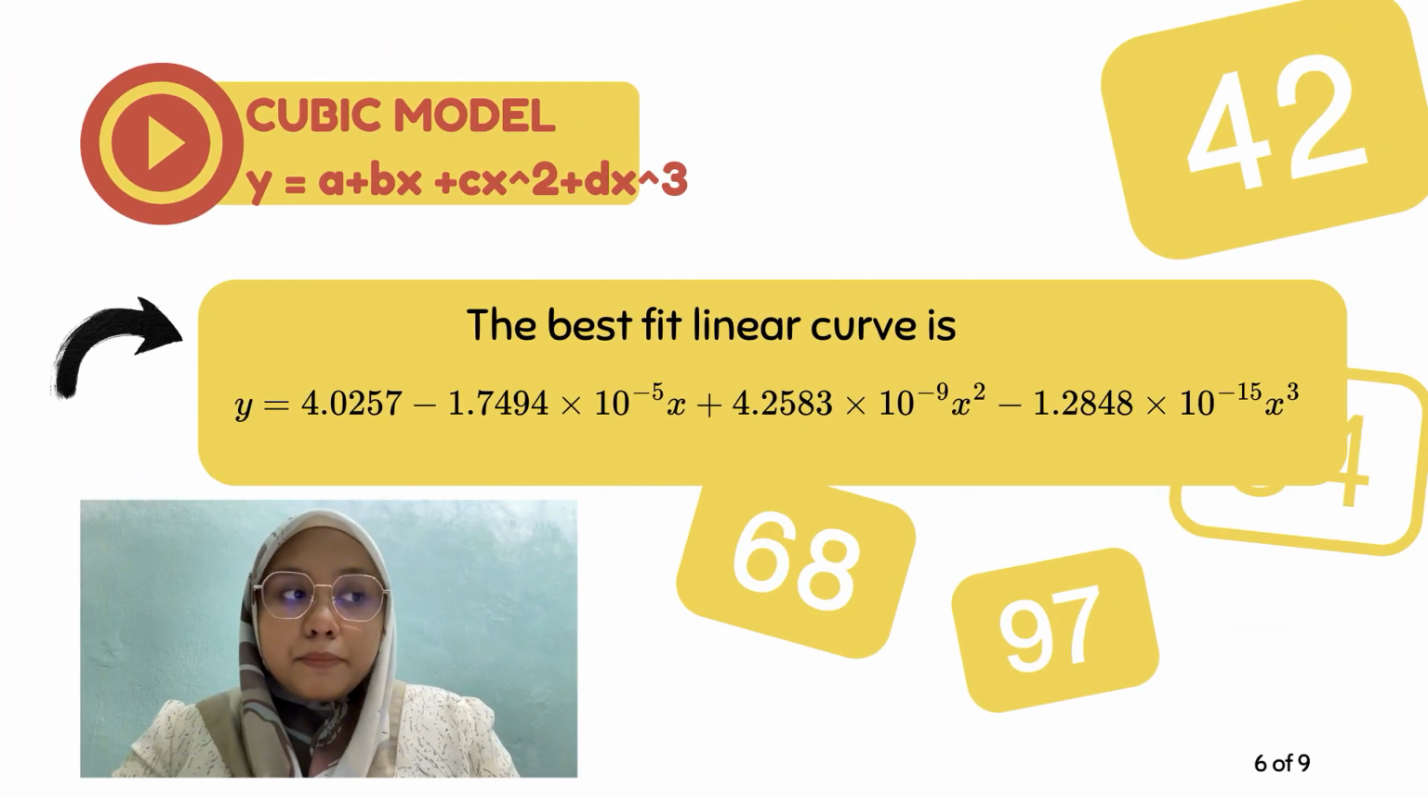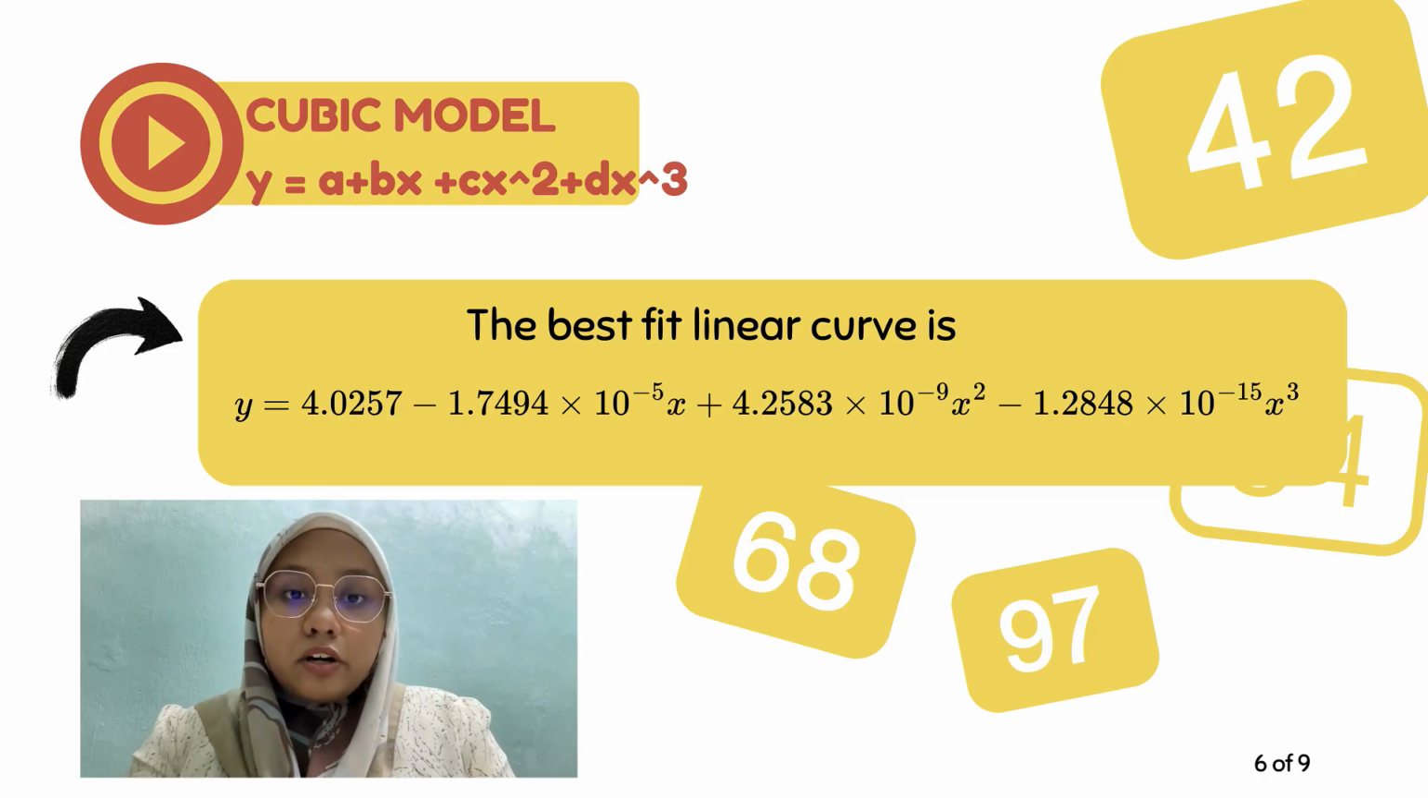We can find the best fit cubic curve, which is y equals 4.0257 minus negative 1.0494 times 10 to the power of negative 5 x plus 4.2583 times 10 to the power of negative 9 x squared minus 1.2848 times 10 to the power of negative 13 x cubed.